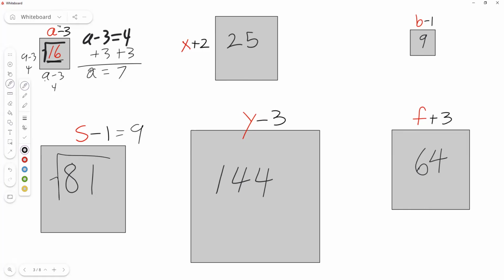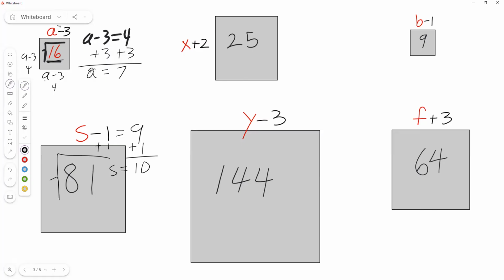And to find S, we just add 1 to both sides. That means S is going to be equal to 10. Now, this is the basis for completing the square. If we know the area and we know the side, even if it has a variable in it, we can figure out what the variable is.